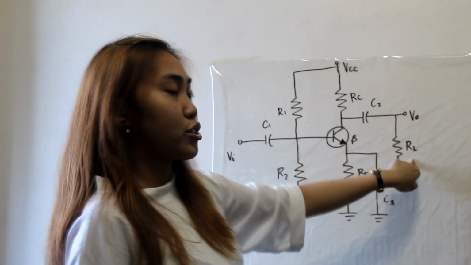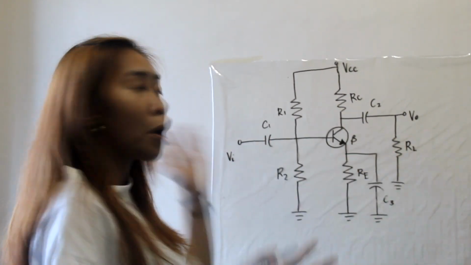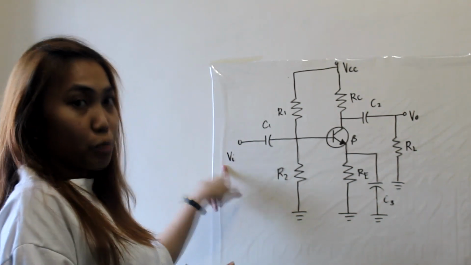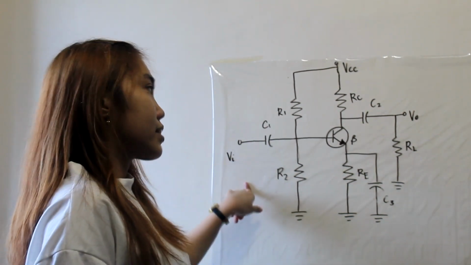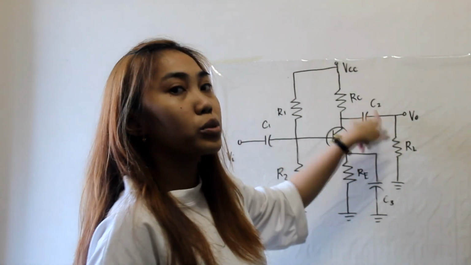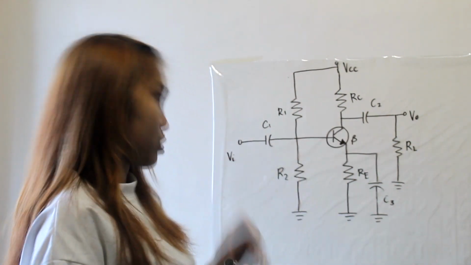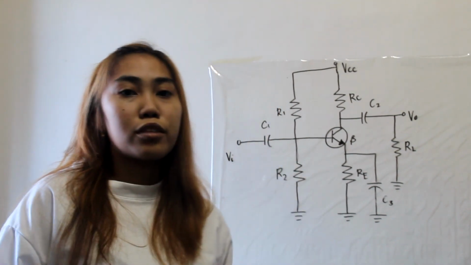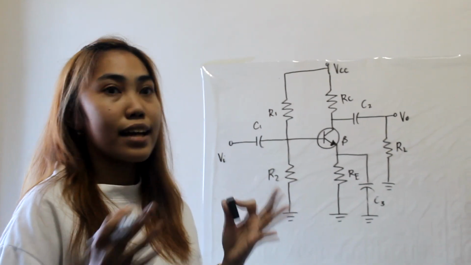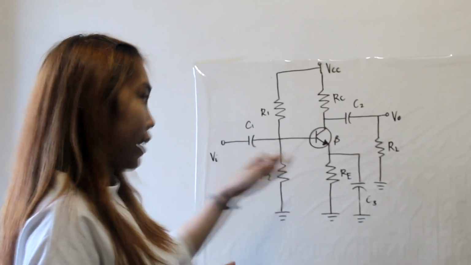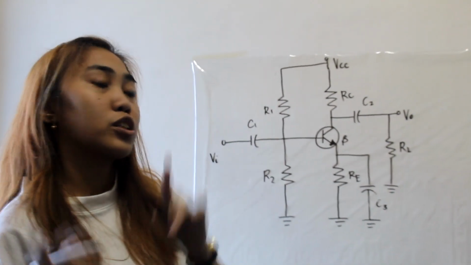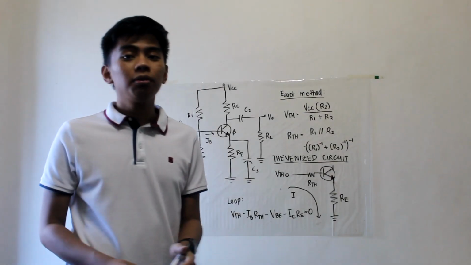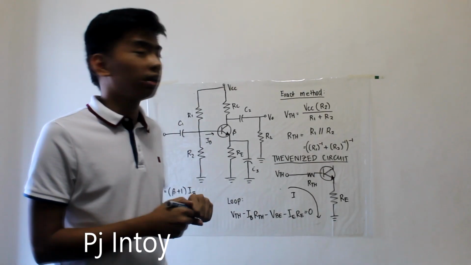RL stands for resistor at the load side because this is a common emitter amplifier, in which the input voltage will be from the base, then the output will be taken from the collector side. Proceeding, we are going to solve for the DC analysis, in which we will get the R prime E in order to solve for the gain. Now, we will use the exact method.